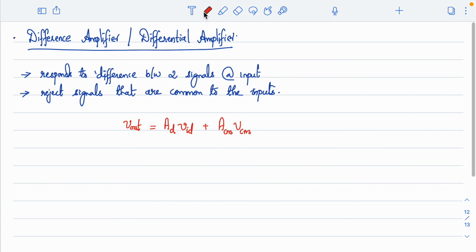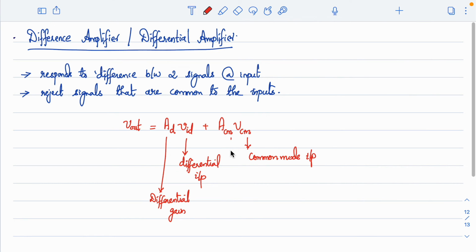VID is the differential input signal, or the difference input, and AD is called the differential gain. VCM is the common mode input signal, and ACM is called the common mode gain.